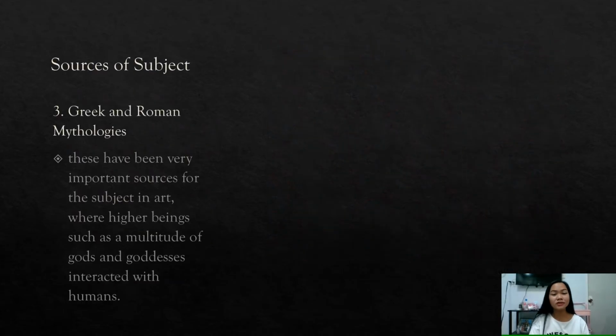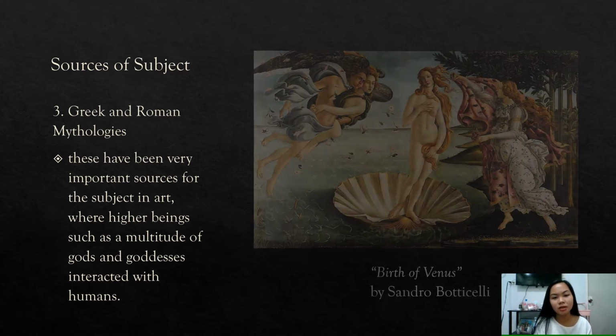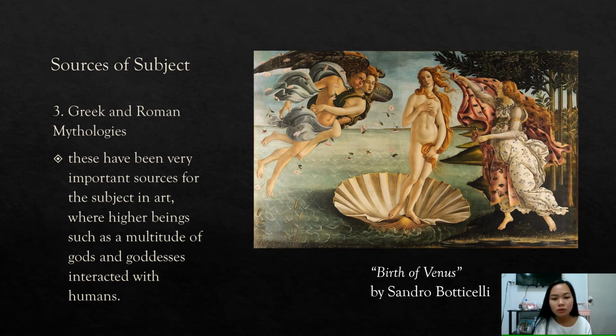Another source of subject could also be Greek and Roman mythologies. So these have been very important sources for the subject in art, where the higher beings such as a multitude of gods and goddesses interacted with humans. So basically, Greek and Roman mythologies are about gods and goddesses. So we have here an example. This is The Birth of Venus by Sandro Botticelli. He's also a famous painter.